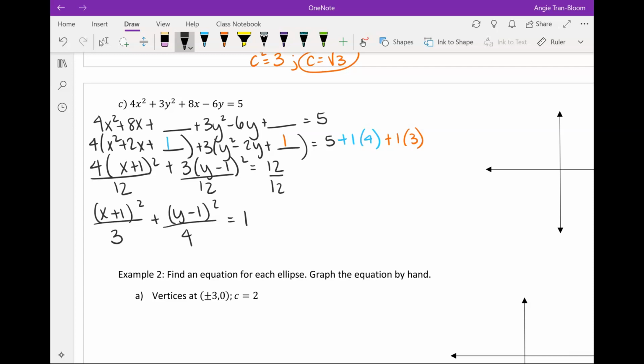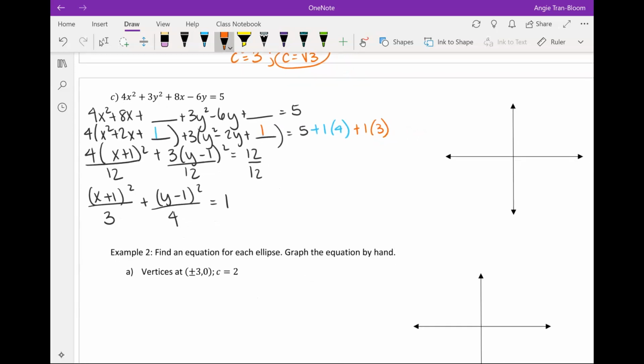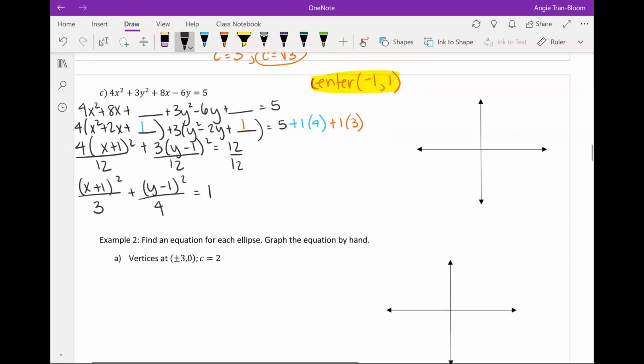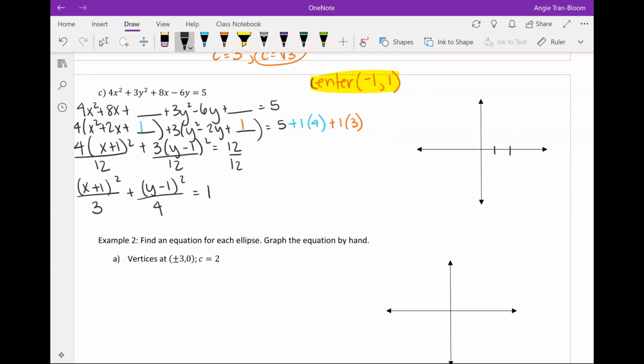Position, do we know where? More vertical, more horizontal? Yep. Center. Is it at 0, 0? No, not this time. Where's the center? -1, comma 1. Perfect. Well said. I'm going to plot it, which I need to make tick marks. Okay, so -1, up 1. Got my center.